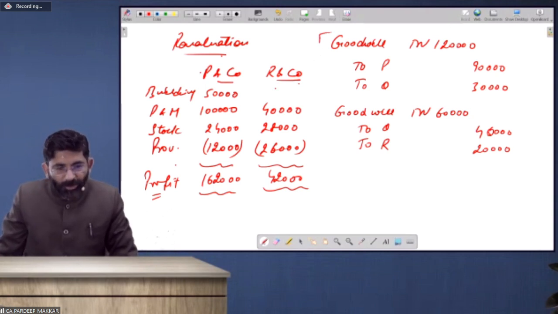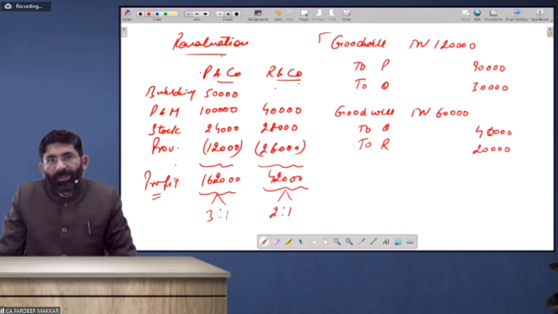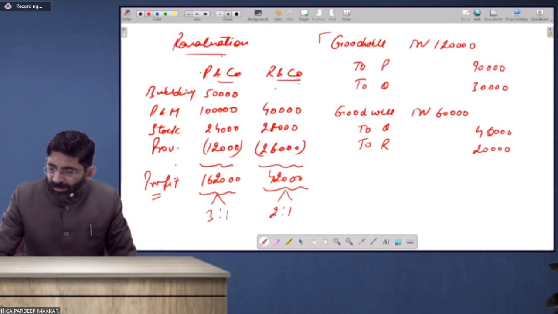The profit on revaluation is there, which is to be allocated in 3:1. It is to be allocated in 2:1. So whatever the profit is there, that will go to partners capital account. Whatever goodwill is raised, that will go to partners capital account. In total, how much will be transferred to partners capital account? You may check. It is 40,500. It is 1,21,500.